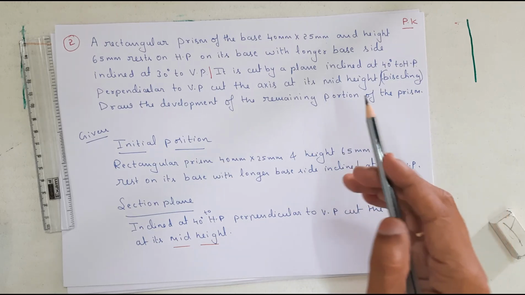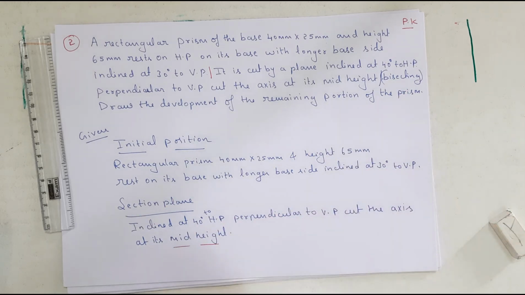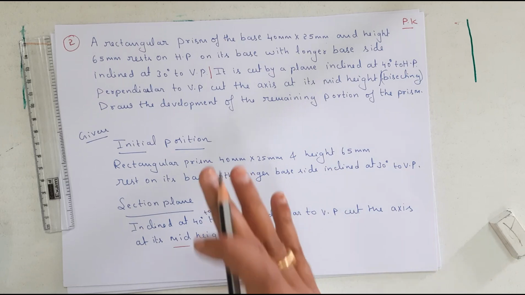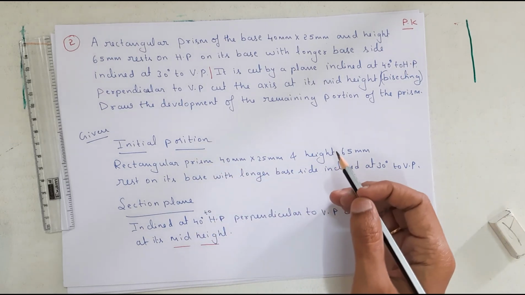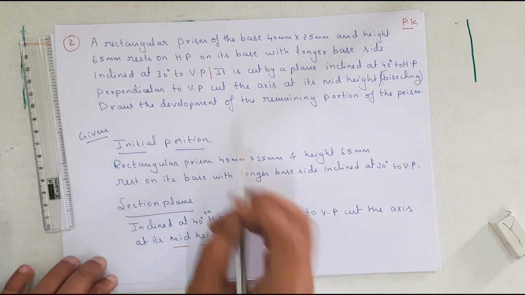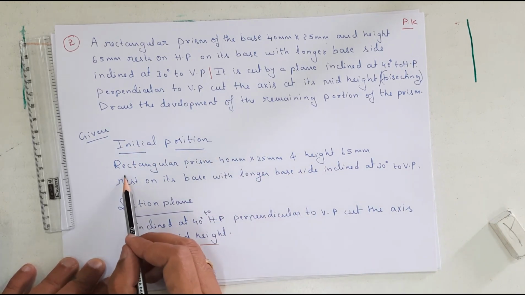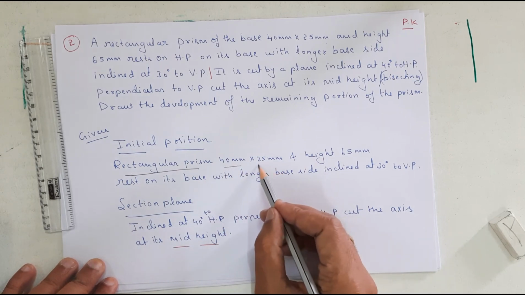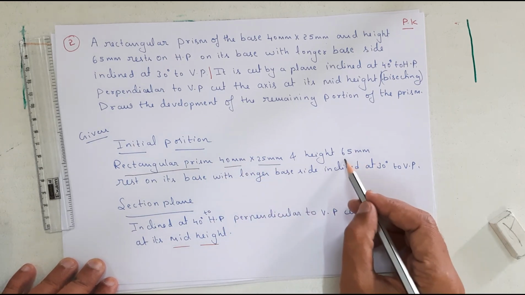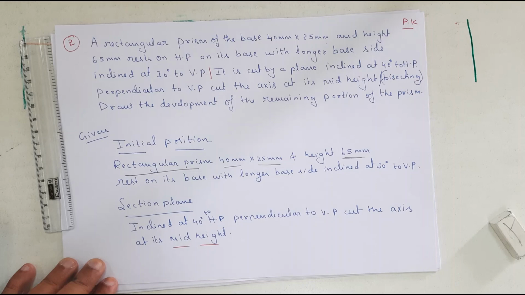Hello friends, Namaste. So today we are going to solve another problem related to the development of lateral surface of solids. See, in this problem, what is the initial position they are given? It is a rectangular prism of 40 into 25 mm and height 65 mm.